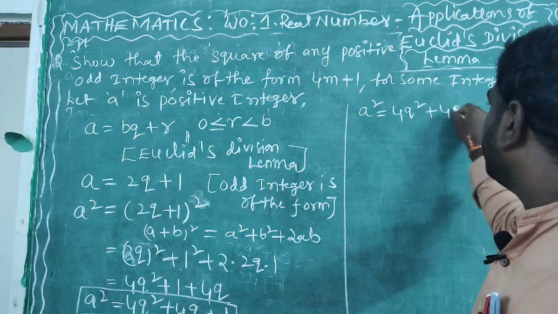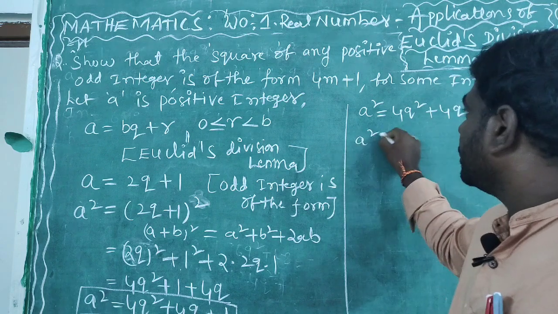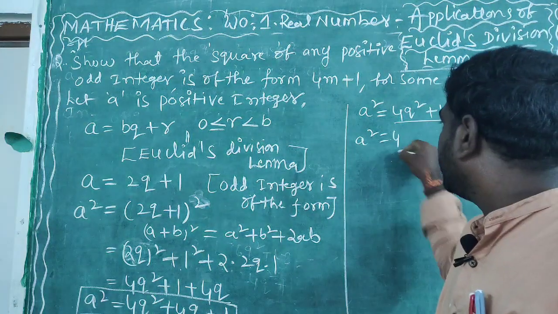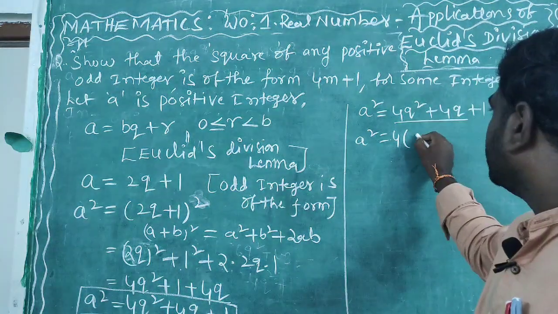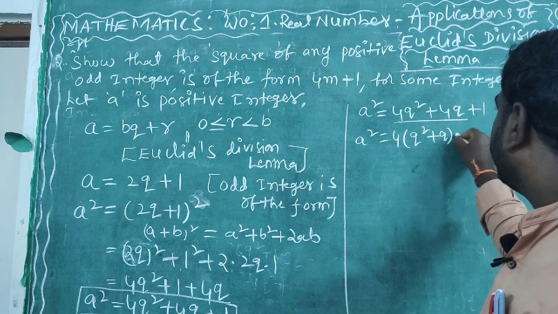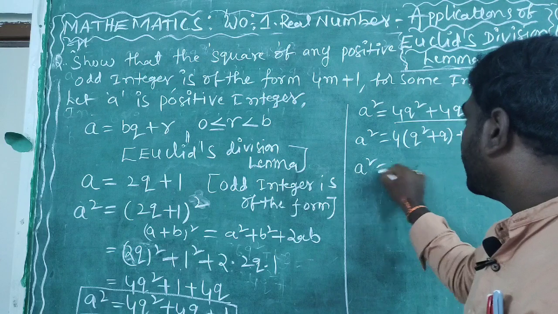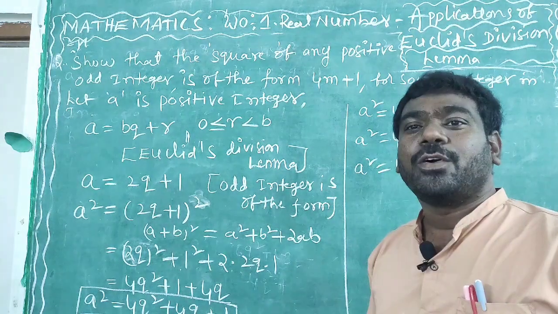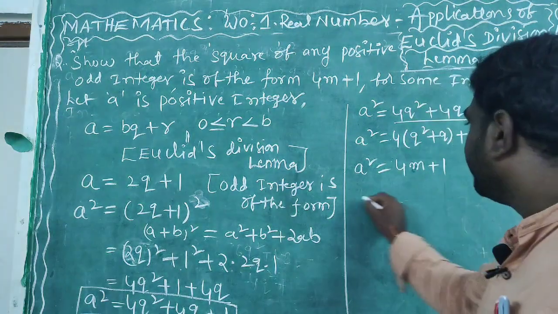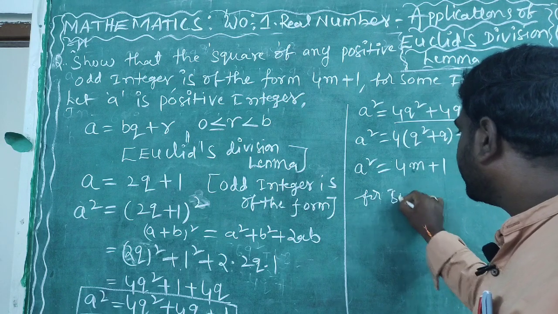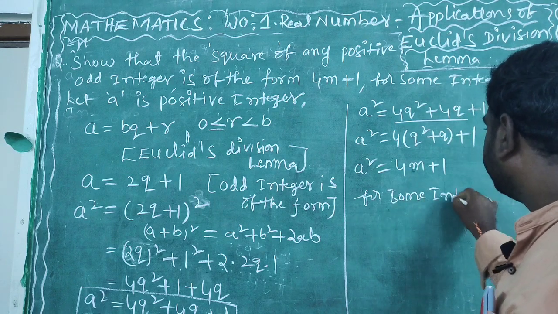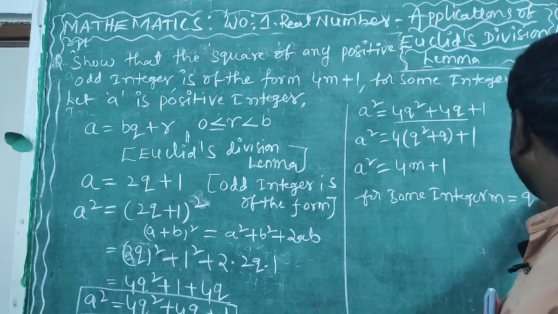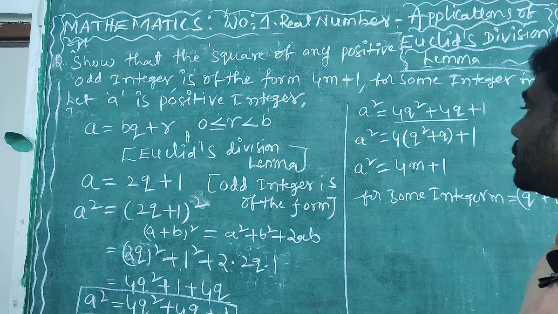4q square plus 4q plus 1. So a square is equal to, if I take 4 common from these two terms, what are we going to get? 4 common, so remaining is q square plus q, plus 1. Therefore a square is equal to 4m plus 1, for some integer m. m is equal to, what can I take? q square plus q.